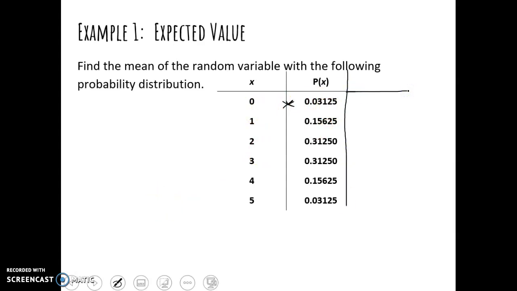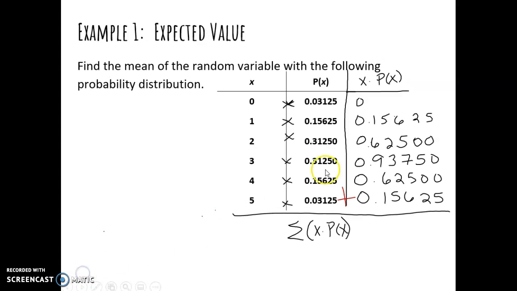You can just extend the table. You need x times p of x. So we're going to multiply x times p of x for each one of the random variables, and you can see I've already done this for us. 0 times 0.03125 is 0, 1 times 0.15625 is 0.15625, so on and so forth.